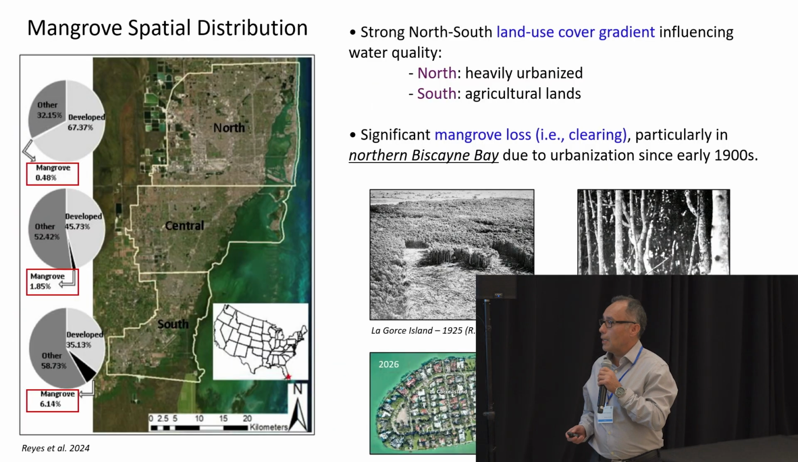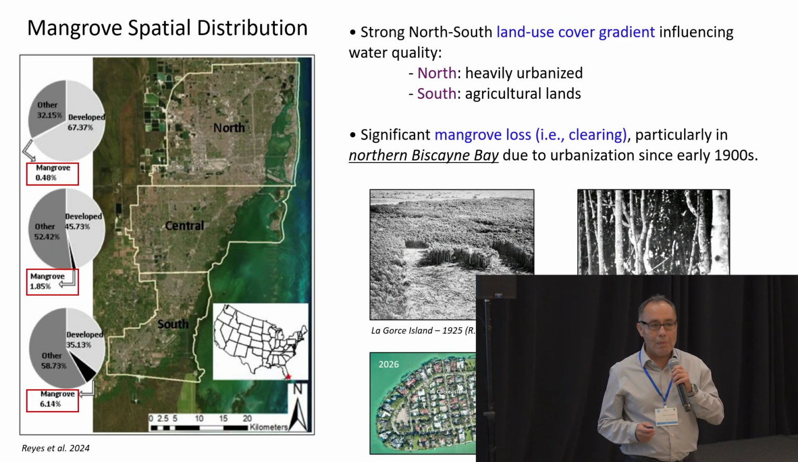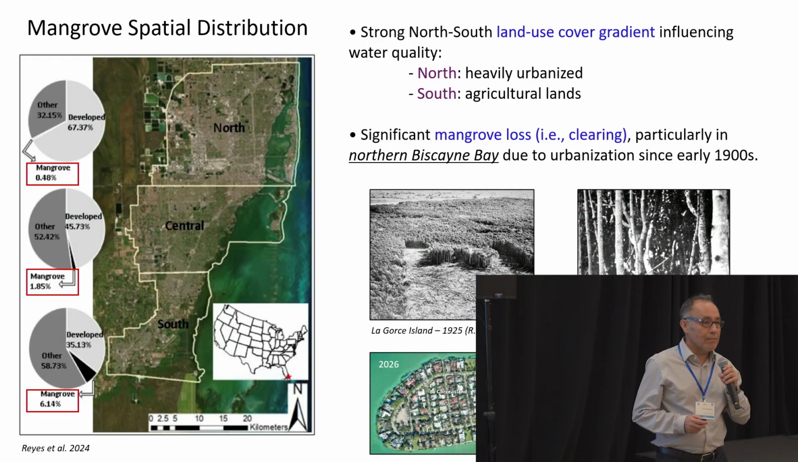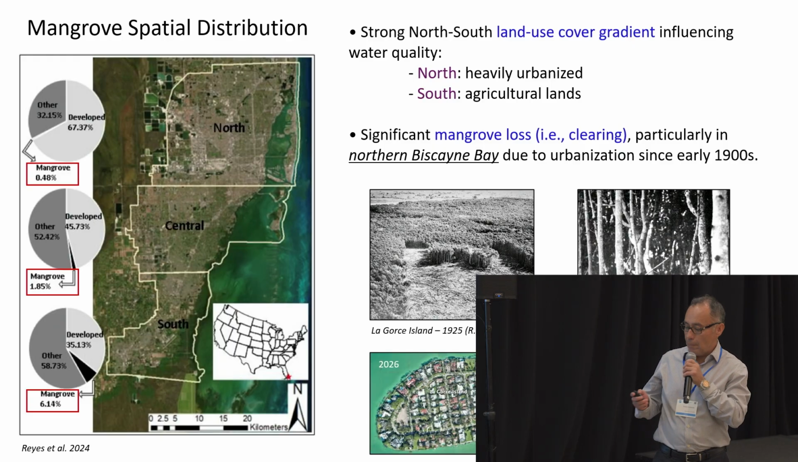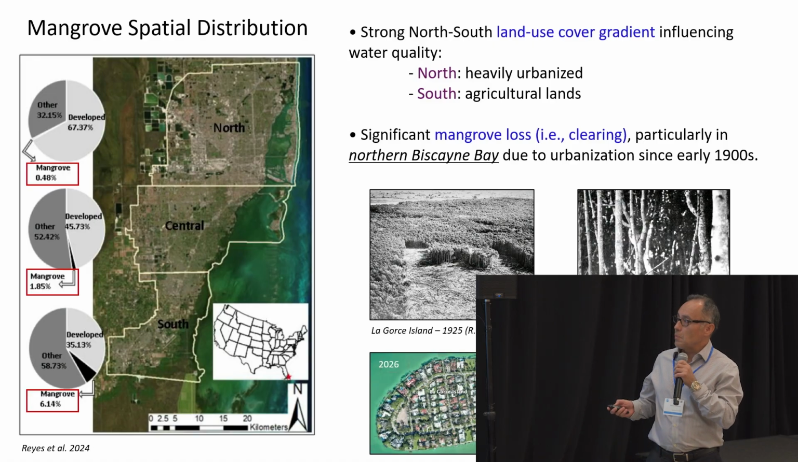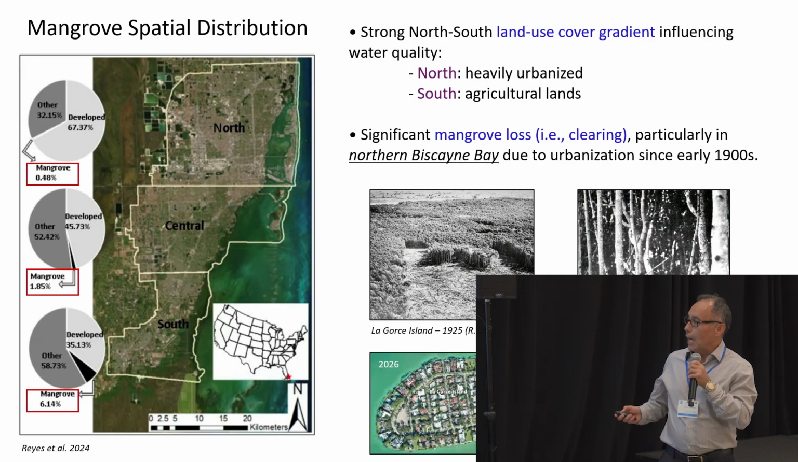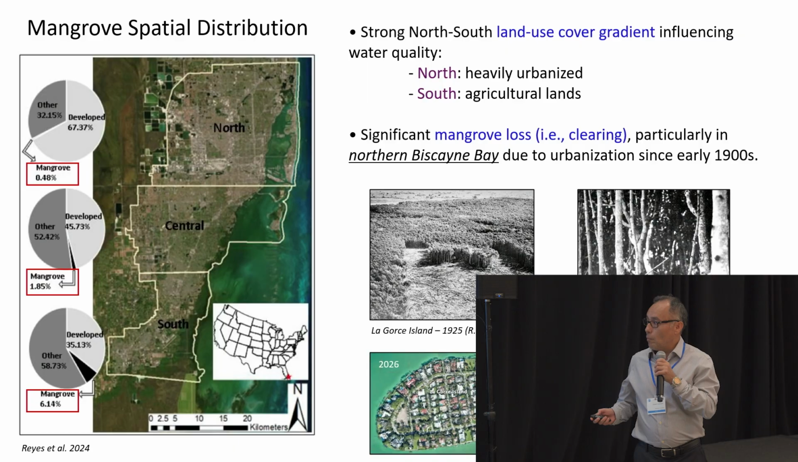In addition to that, because of the extensive modifications in land use management, we also have a strong gradient from the north to the south. The north part of the bay is heavily populated, as we know, because it encompasses most of Miami. But this comes at the expense of significant mangrove loss and degradation since 1900. And I put in here some pictures of how mangroves looked in the 1900s. Really tall, well-developed mangroves. This is Miami Beach, believe it or not. This is Lummus Island, and this is what it looks like right now, heavily urbanized.